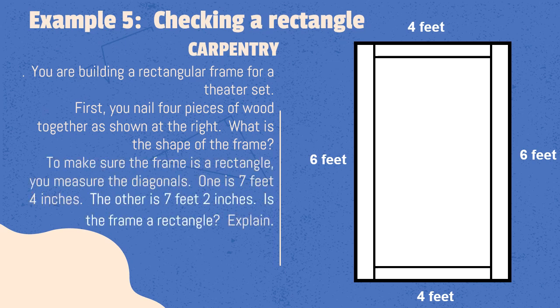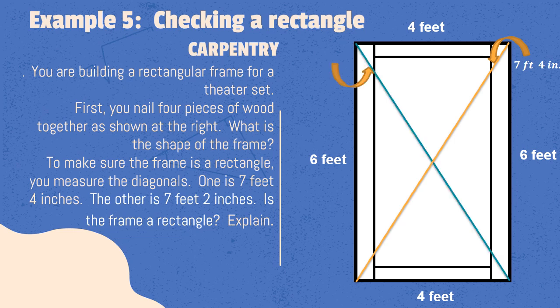To make sure that this is a rectangle, we are going to measure the diagonals. And it happens that when we measure the diagonals, one of them is 7 feet and 4 inches, and the other one is 7 feet and 2 inches. And the question is, is this frame a rectangle? And we need to explain.